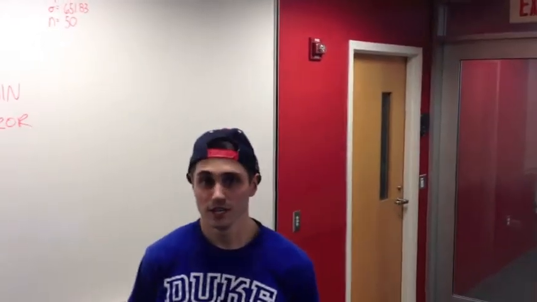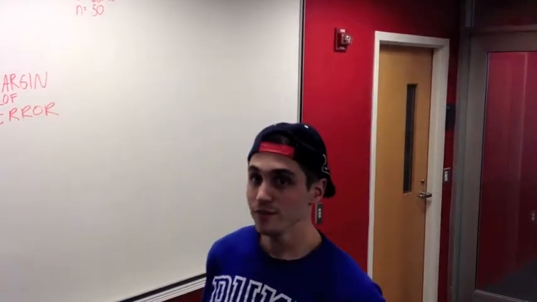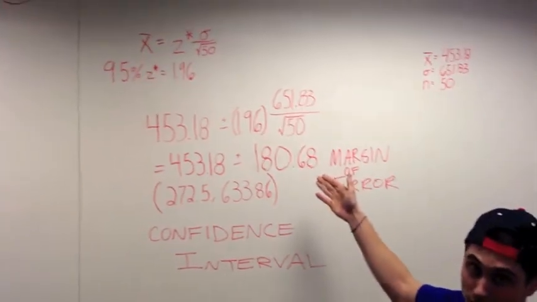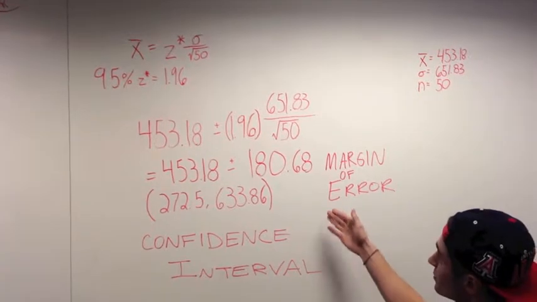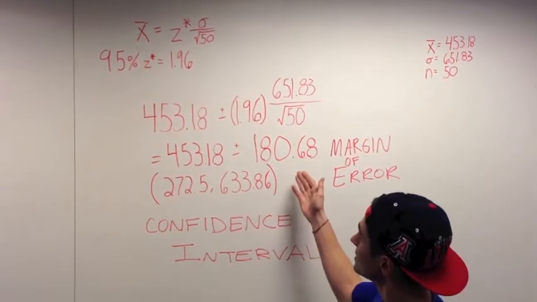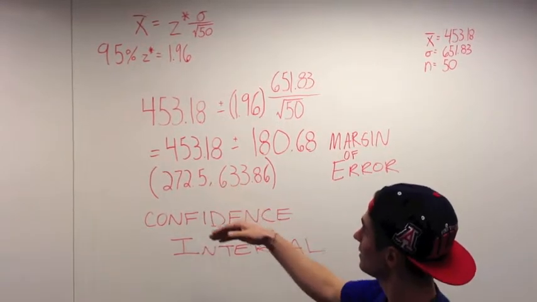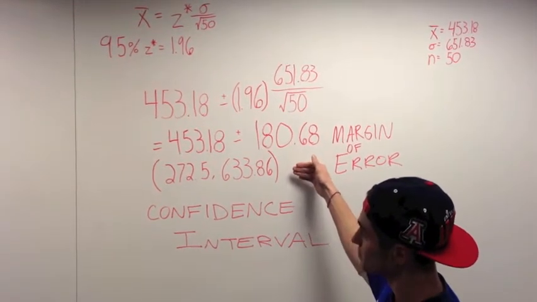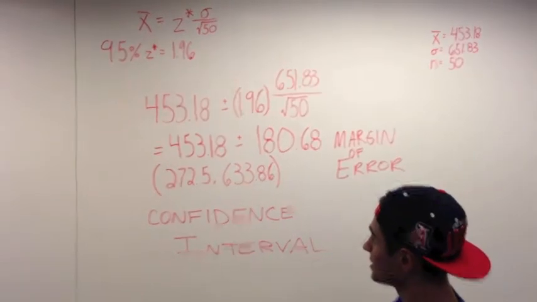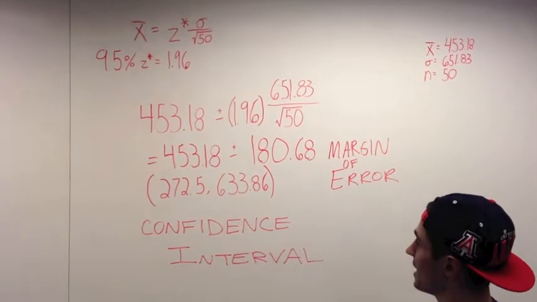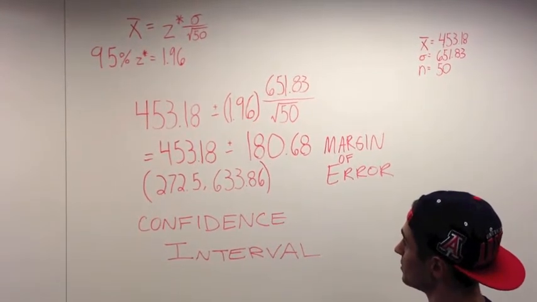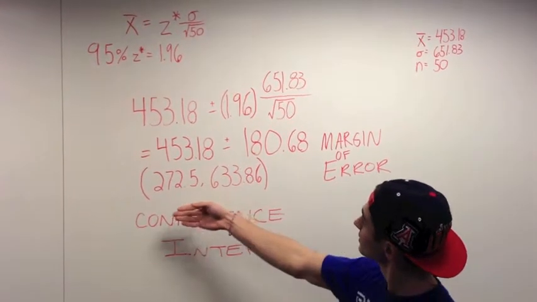Well, Darius, in addition to rejecting the null, we've decided to take the numbers from the previous experiment and construct a 95% confidence interval. Doing so, we found the margin of error to be 180.68. We then added and subtracted 180.68 from 453.18 to construct our confidence interval, which is 272.5 to 633.86. Therefore, we are 95% confident that the true mean of average distance traveled by GW students falls between this confidence interval.